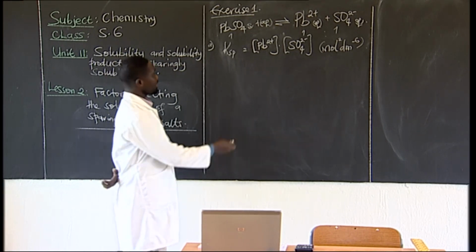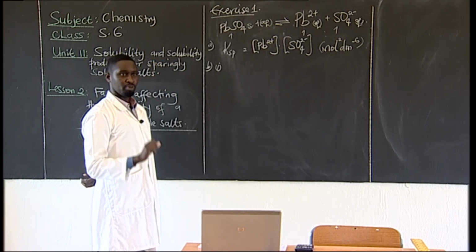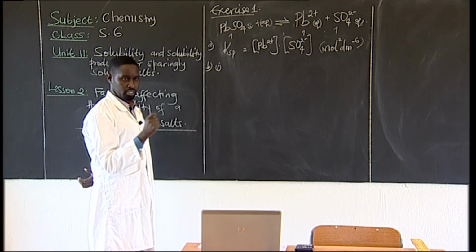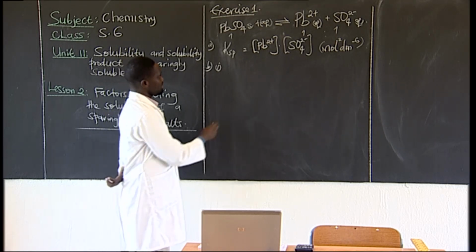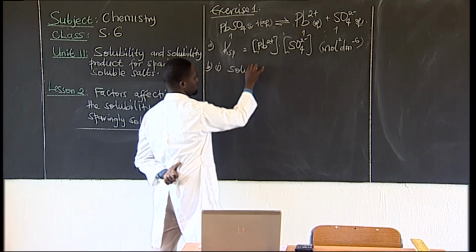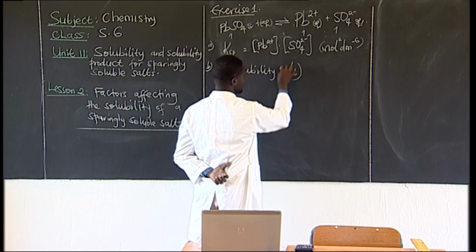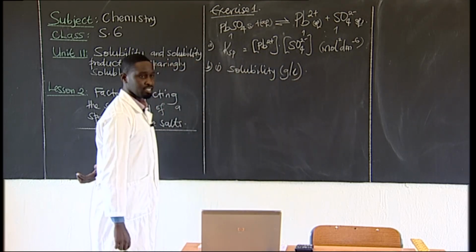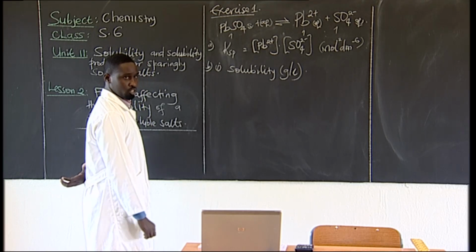Next, we are to determine the specific mass of lead 2 sulfate that dissolved. They want the specific mass. In this case, they want solubility in grams per liter. That's what they are asking us, the specific mass that has dissolved. So what do we have?